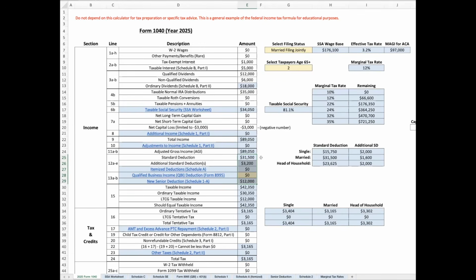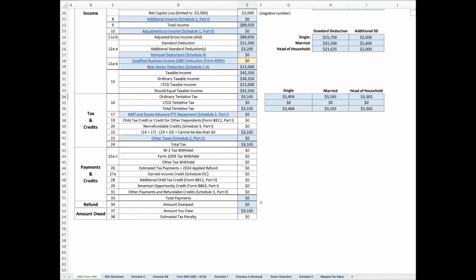This couple received combined below-the-line deductions of $46,700, which has wiped out over 60% of their ordinary taxable income. After all those deductions, their taxable income is now $42,350, which is split into ordinary taxable income of $30,350 and long-term capital gains taxable income of $12,000. Now that we've covered the income section, we're ready to move to the tax and credits section to apply the respective ordinary and long-term capital gains tax rates, starting with the ordinary taxable income of $30,350.